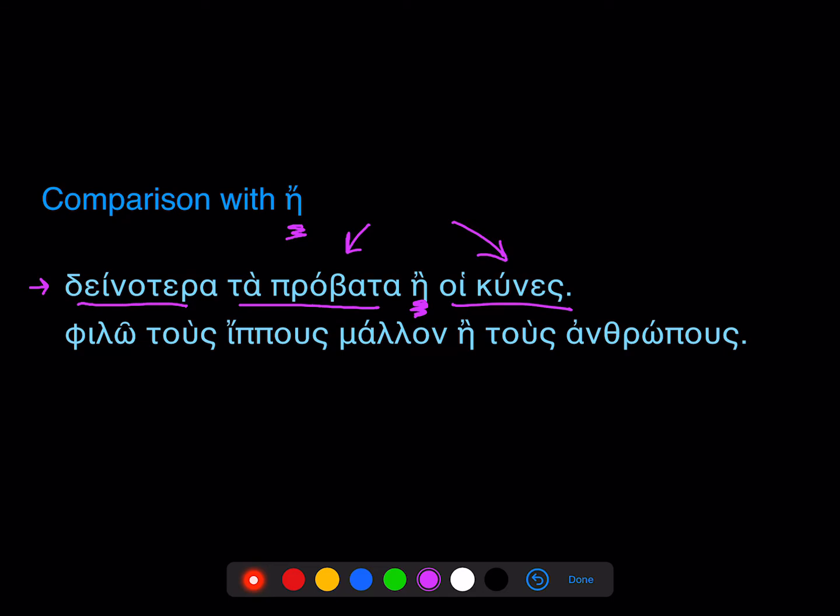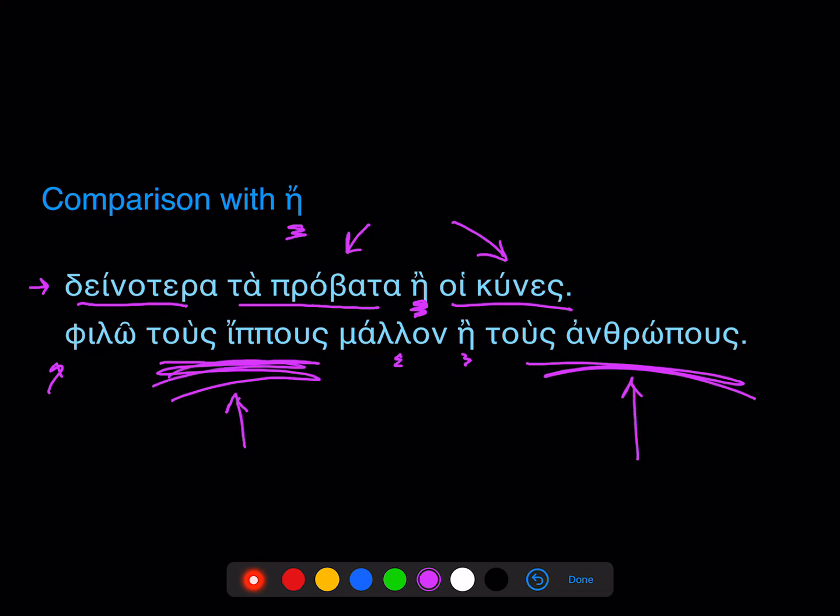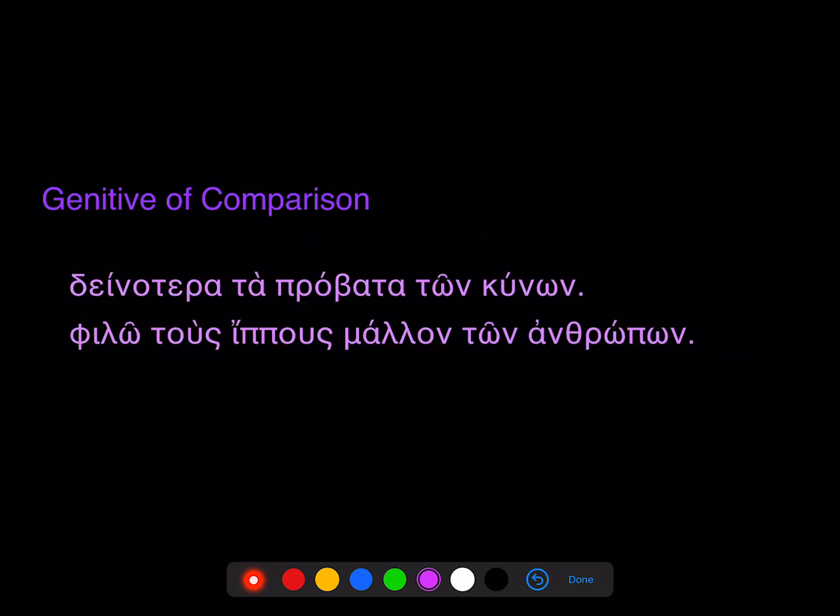Okay, another example. Philō tous hippous mallon ē tous anthrōpous. I love the horses more than the people. The horses are accusative plural. The people are accusative as well, right? If these are accusative, those are accusative. Whatever two things you're comparing with an ē need to be in the same case.